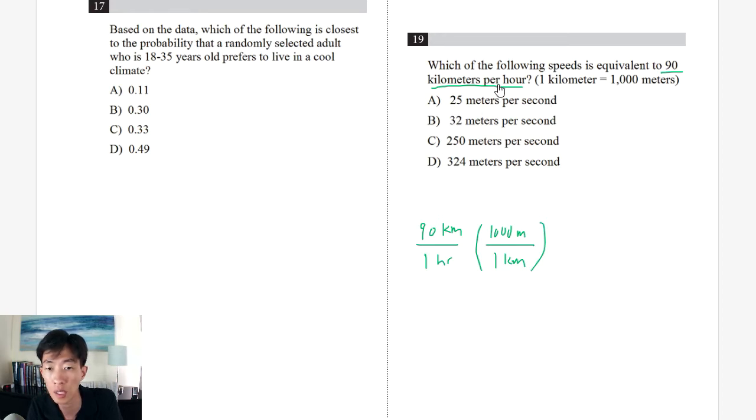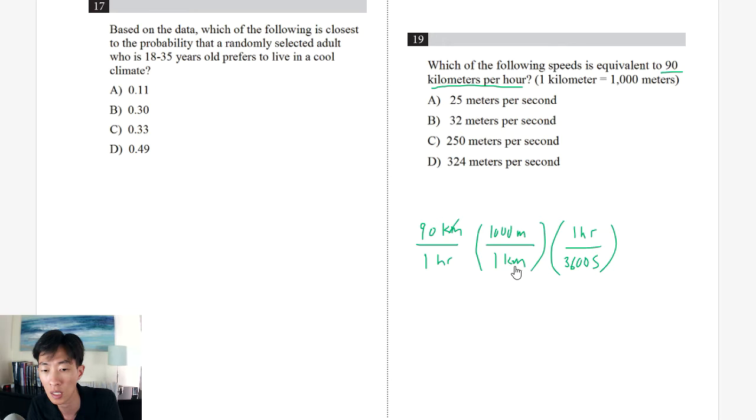And then also we have to convert from hours to seconds. So given that hours is down here, we'll put 1 hour up here. How many seconds is in 1 hour? 60 seconds in 1 minute times another 60. That means there's 3,600 seconds in 1 hour. So these are our conversion factors. 1,000 meters equals 1 kilometer. 1 hour equals 3,600 seconds.